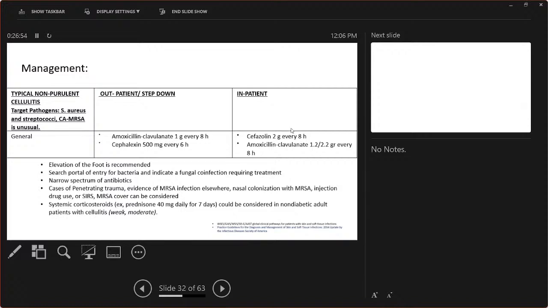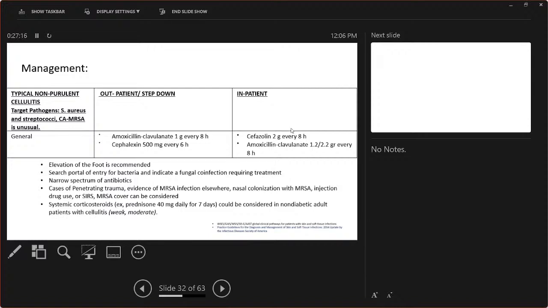Management of non-purulent cellulitis is that we will cover for methicillin sensitive Staph aureus and Streptococcus. So outpatient, we will give oral augmentin and cephalexin, which is a first generation cephalosporin. Inpatient, that is in patients who are febrile, which are basically class 2 or 3, we want to give parenteral antibiotics. Then we use cefazolin and IV augmentin.